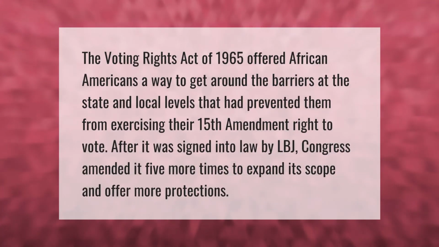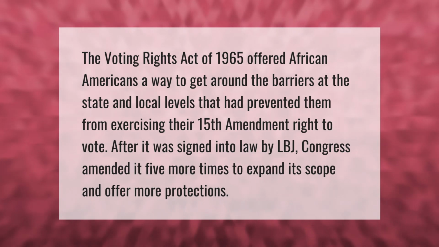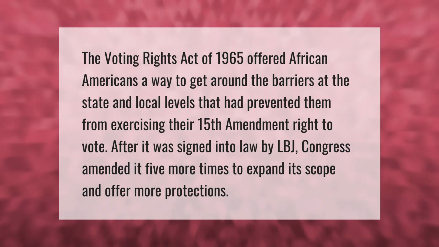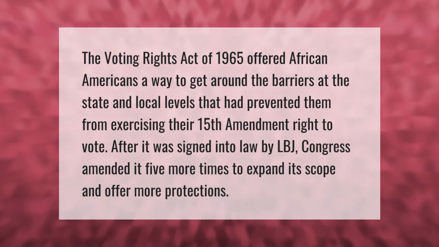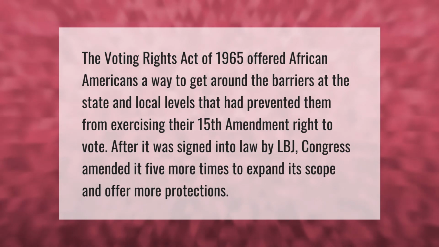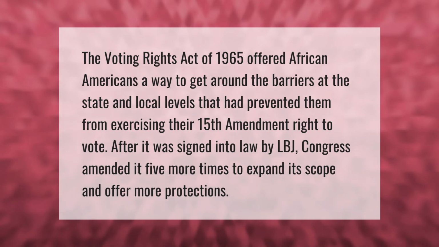The Voting Rights Act of 1965 offered African Americans a way to get around the barriers at the state and local levels that had prevented them from exercising their 15th Amendment right to vote. After it was signed into law by LBJ, Congress amended it 5 more times to expand its scope and offer more protections.